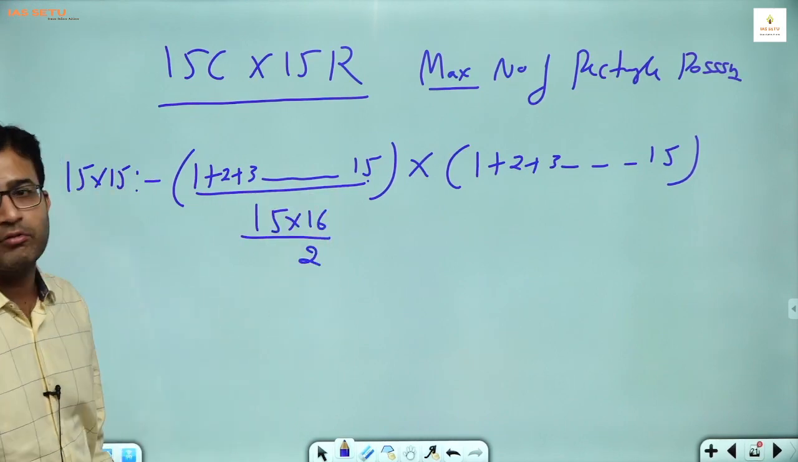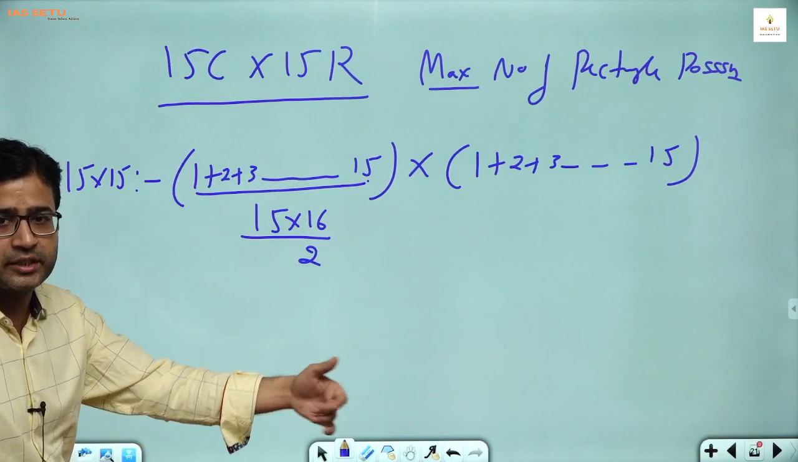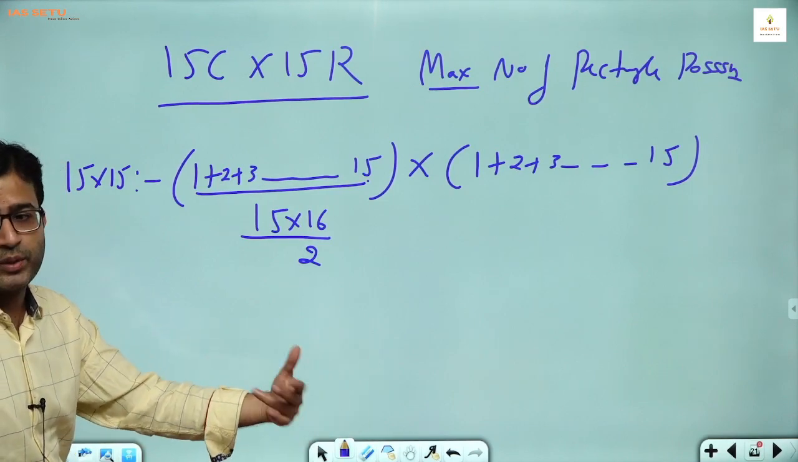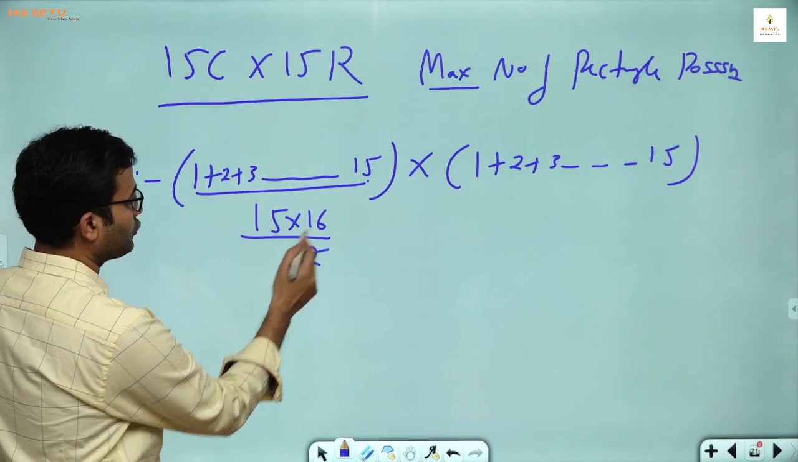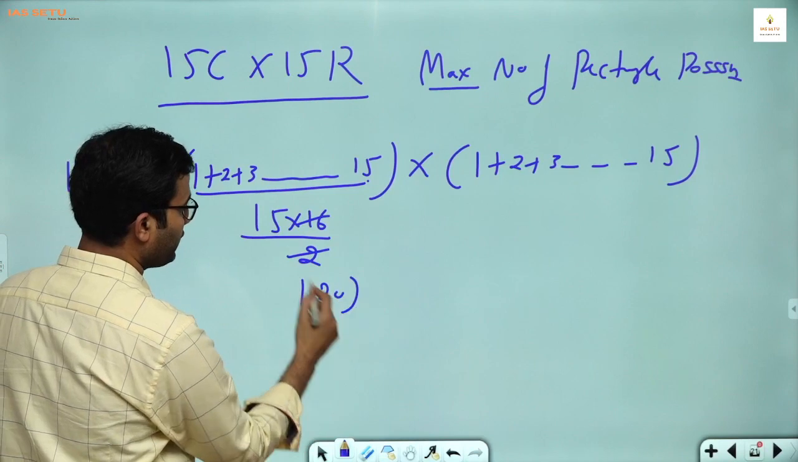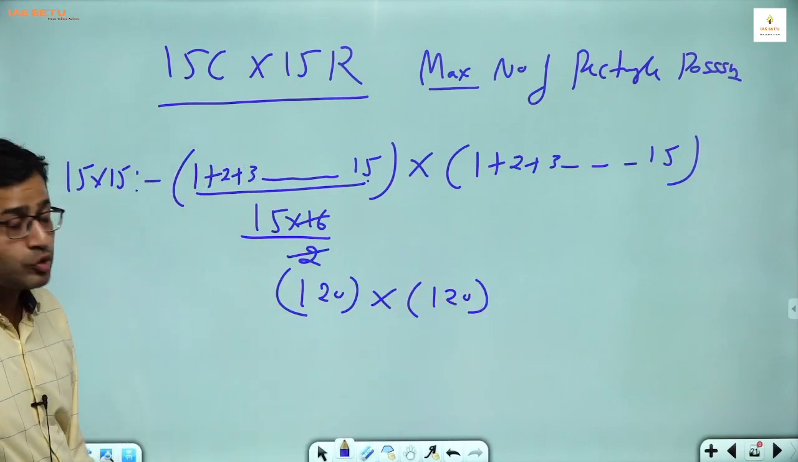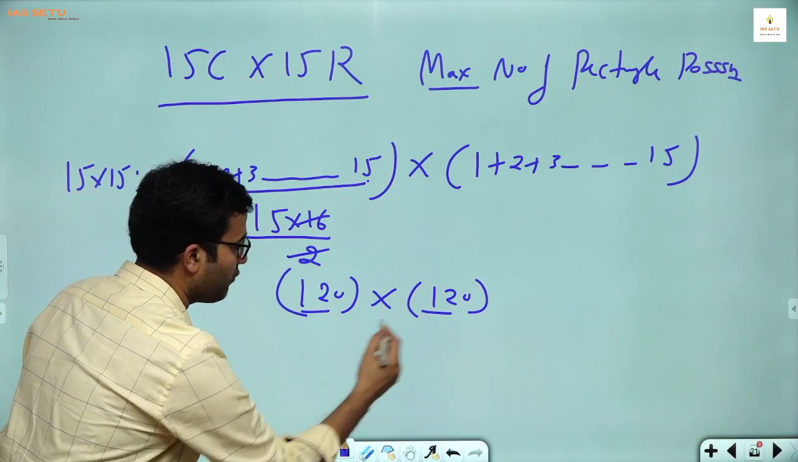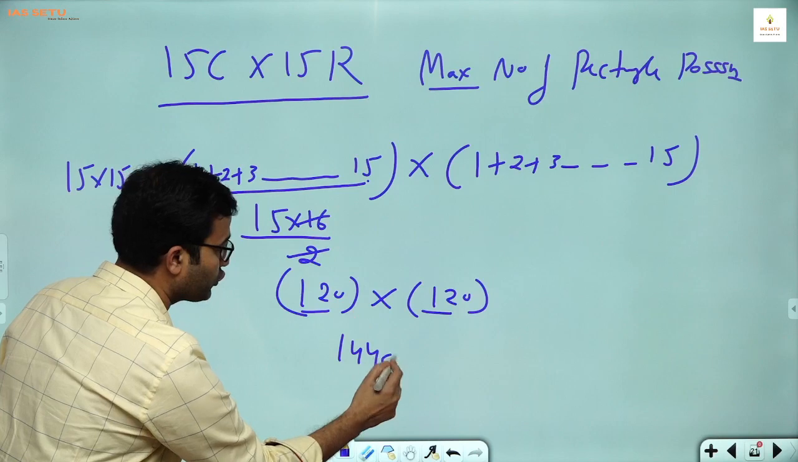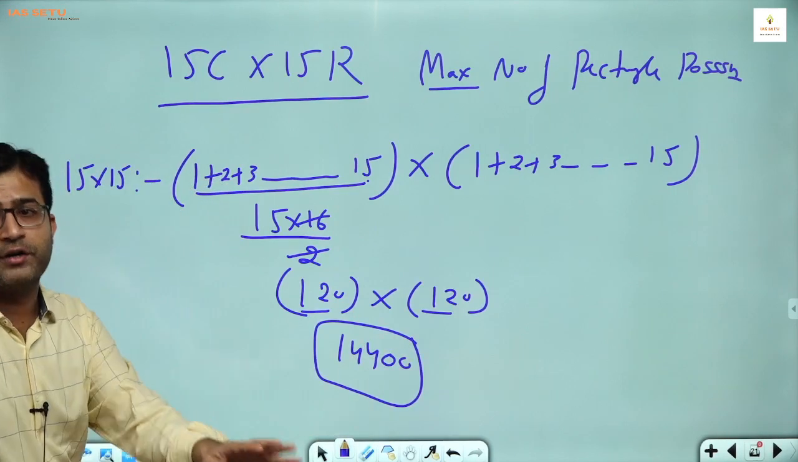No need to do manual counting, 1 plus 2 plus 3 plus 4 and so on up to 15, because that will waste your time. So this is 120 into 120. So your answer is 120 into 120, 12 into 12 is 144, and there are 2 zeros. So in that figure there will be 14,400 rectangles.